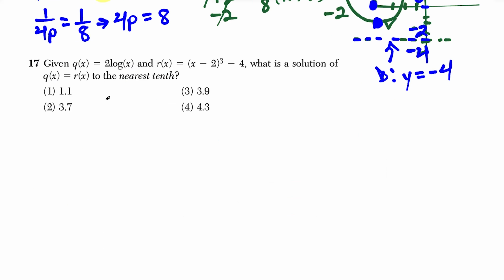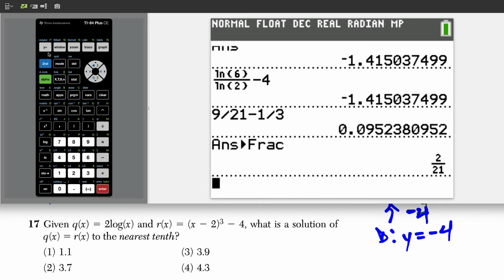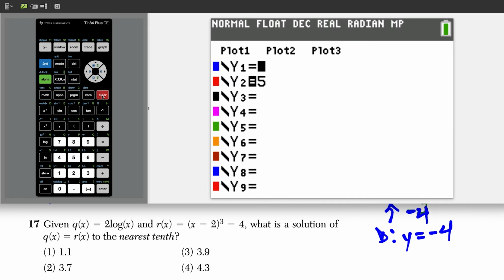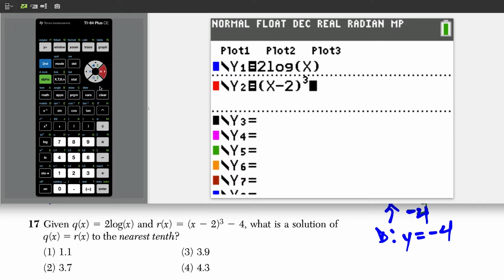Question 17, given q of x and r of x, what is a solution of q of x equals r of x to the nearest 10th? For a question like this, we just go over to the y equals and we type in each function. So we have 2 log x for q of x, and then r of x is equal to x minus 2 to the third power. So we have x minus 2 to the third, and then minus 4. And we want to know when are these functions equal.